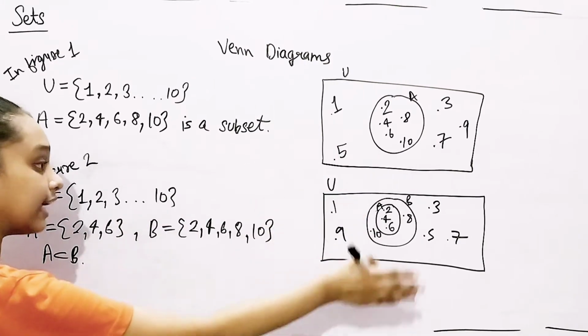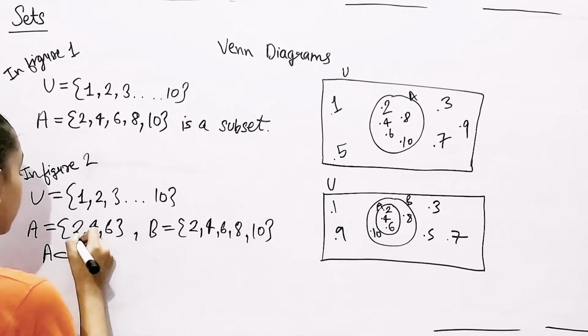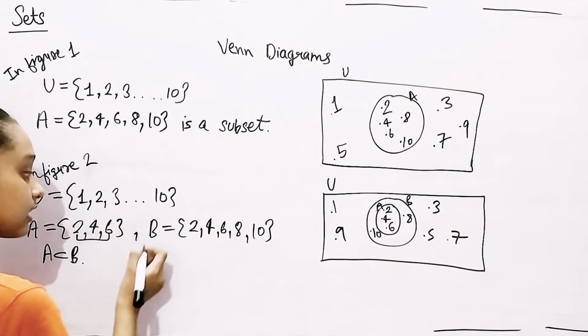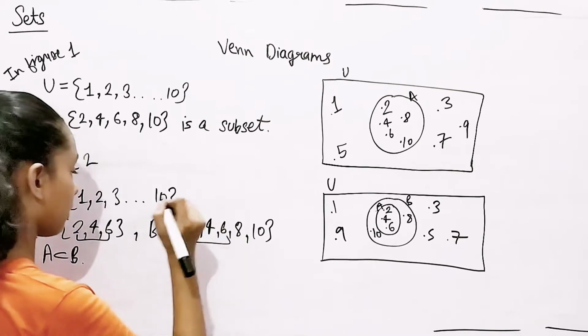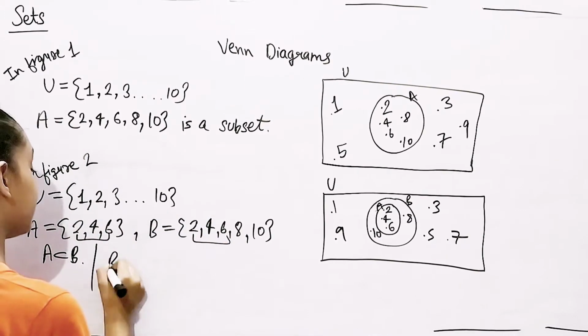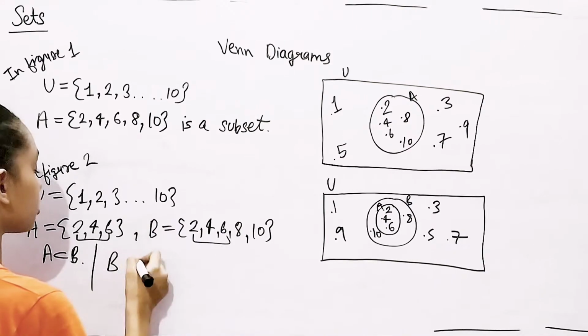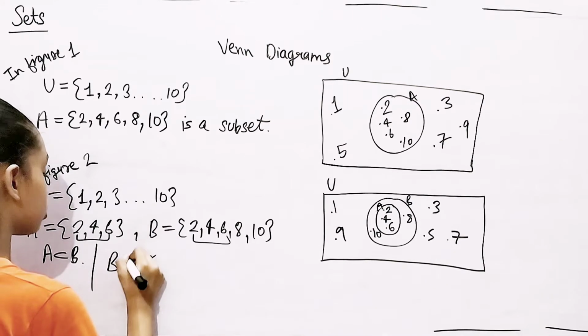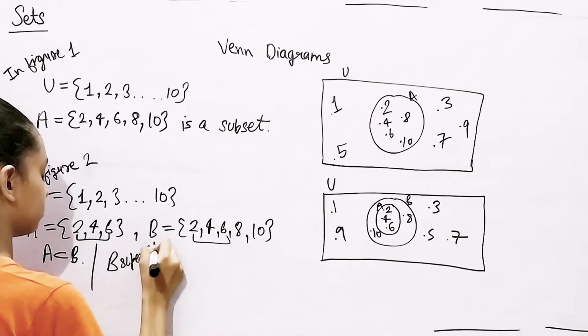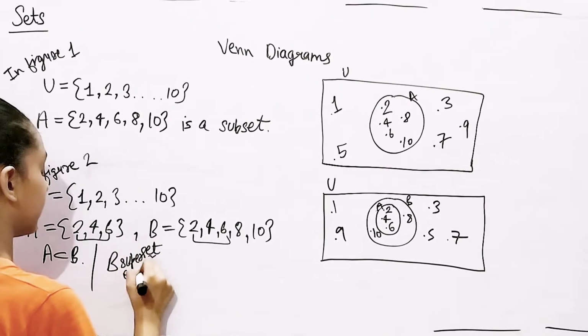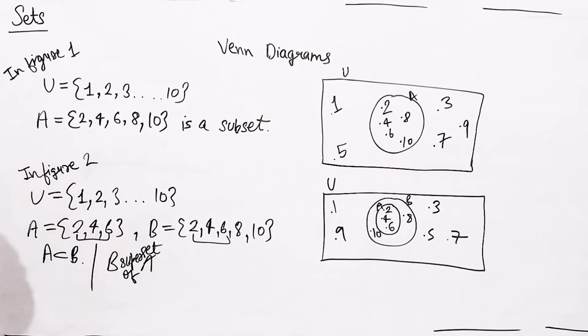This is really clear, and you can even see because in set A we have these three elements, and in set B we have also these three elements. But according to this, B is a superset of A. Got it? B is a superset of set A.